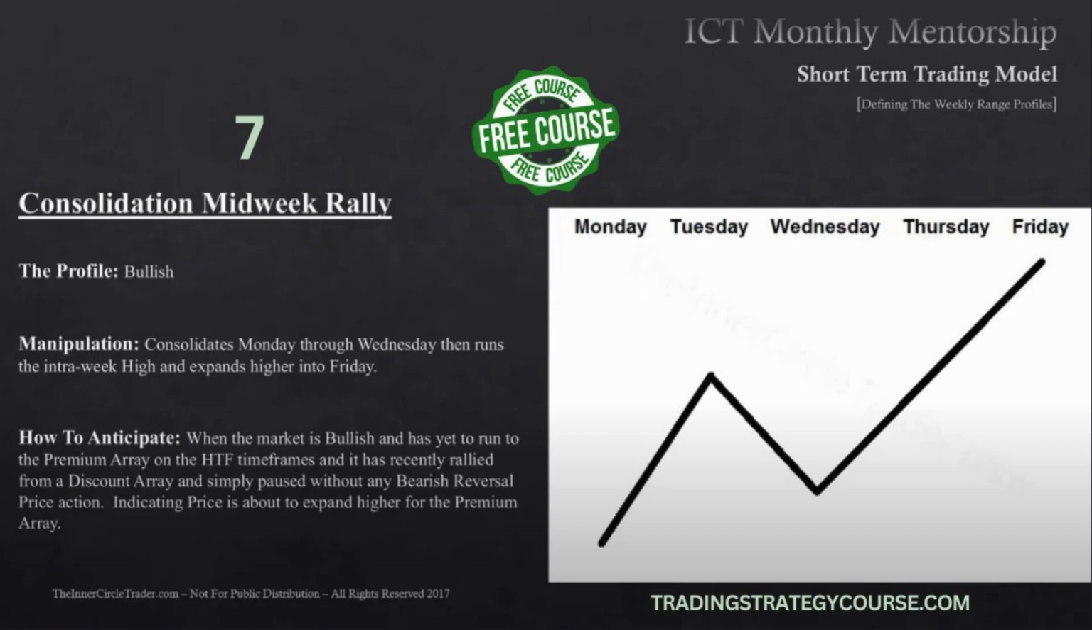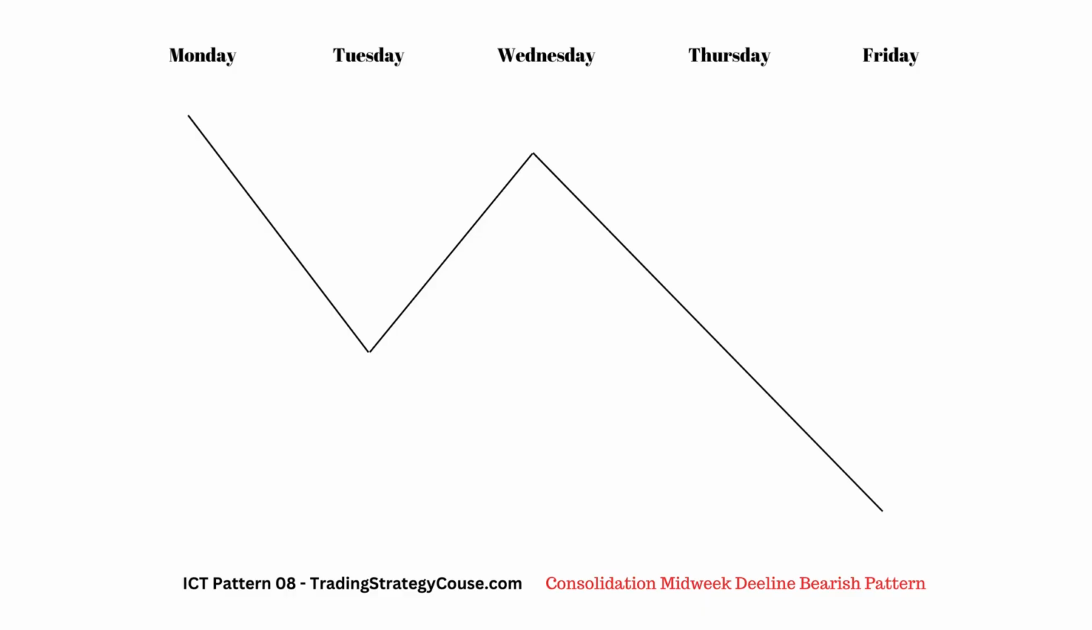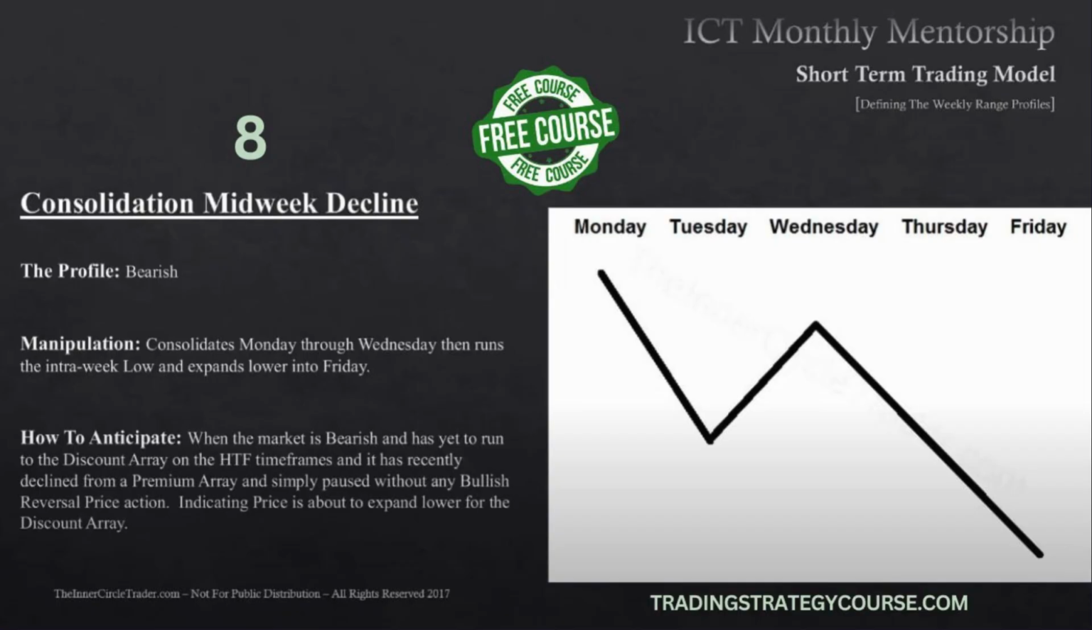Midweek decline, navigating bearish markets. Conversely, in a bearish market, the pattern to anticipate involves consolidation early in the week, followed by a drop to the week's low, which then extends into Friday. This can be expected when the market hasn't reached the discount array on higher time frames but has recently declined from a premium array and paused without bullish reversal signals, indicating a potential expansion towards the discount array.